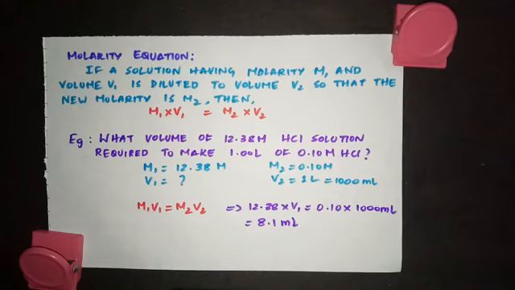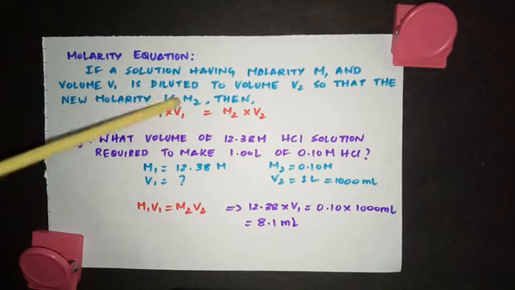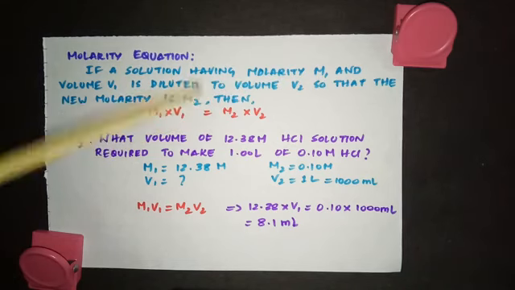From the molarity of a solution, you can derive an equation called molarity equation. Now see, if a solution having molarity M1 and volume V1 is diluted to volume V2 so that the new molarity is M2. See, I am having a solution whose molarity is M1 and I am having a volume of V1.